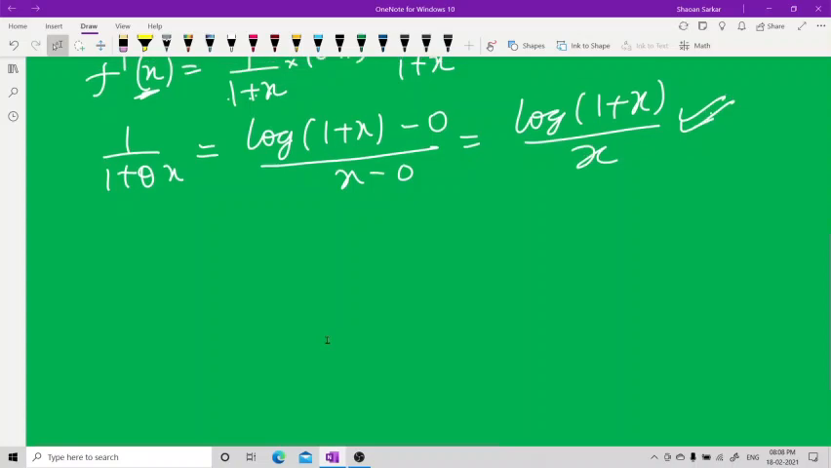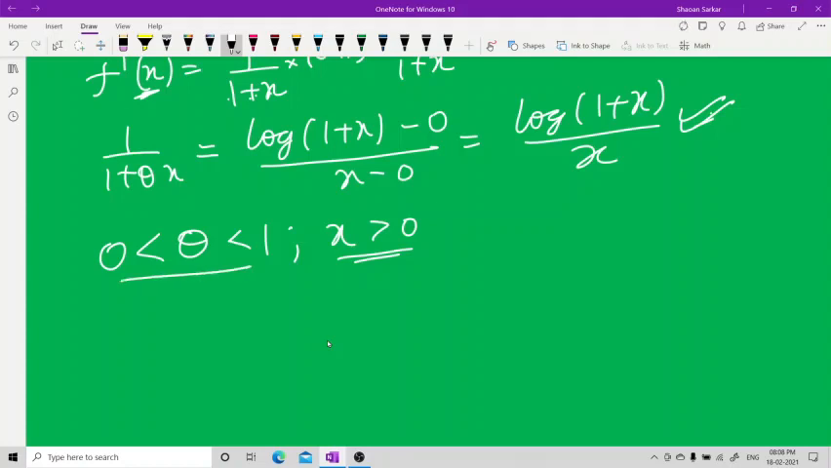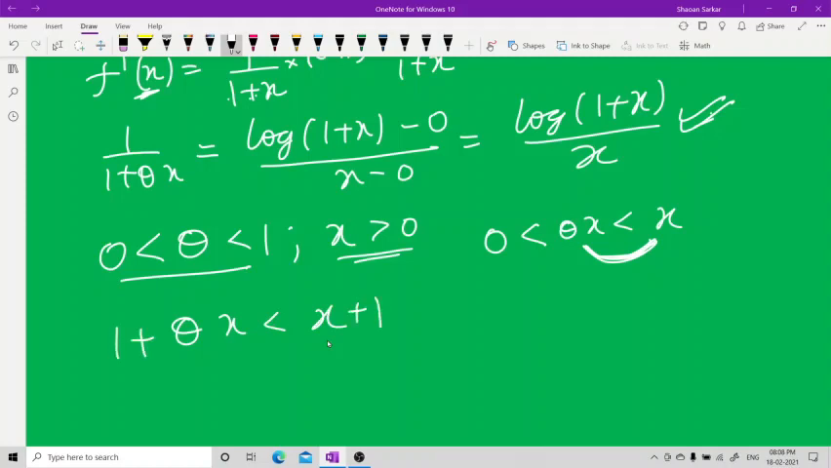Now, see this. Theta is in between 0 and 1, and x is greater than 0. It is given to me. Multiply this whole inequality by x. So theta x is greater than 0 and less than x. Take this much part: theta x is less than x. You add 1 on both sides.